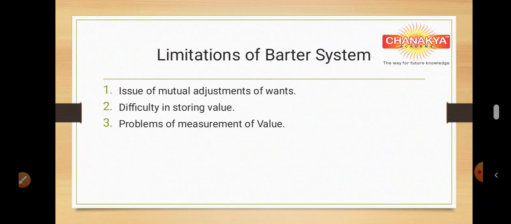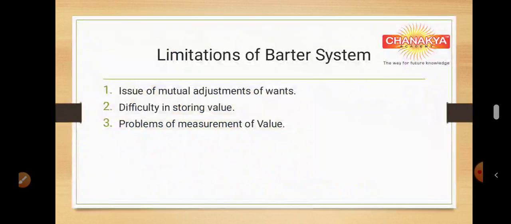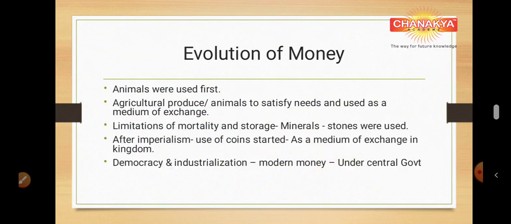Yes, so let us have a quick revision of the things that we have learned today. Today we have started with chapter number 3 of economics. We studied the concept of money, as it is at the center of all economic activities. Before the introduction of money, there was the barter system where goods and services were exchanged with goods and services, but the limitations of this barter system were that there was no mutual adjustment, we could not store, and there was a problem regarding measurement. To overcome this, money was introduced.